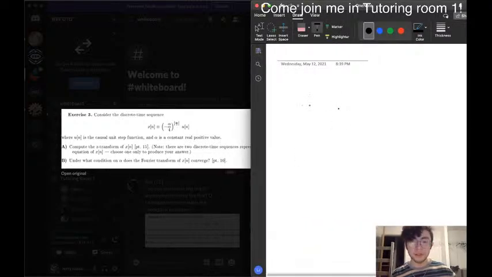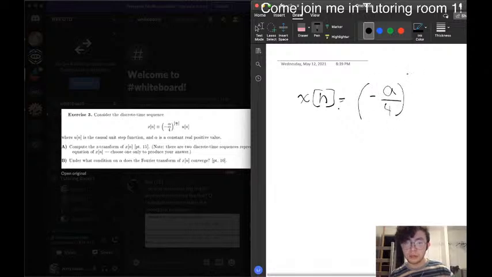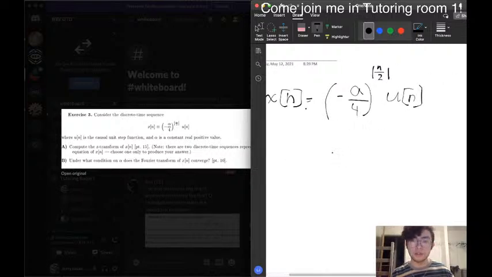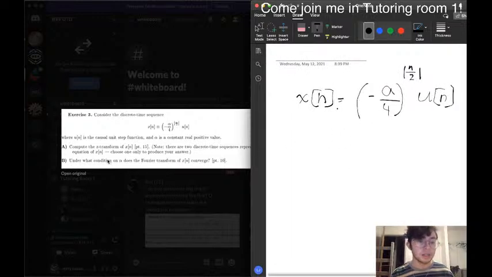Alright, so we have a discrete time signal here. This is x[n] is equal to negative alpha over 4 to the n over 2 times u[n]. Oh wait, that's a 2. And what we're asked is to compute the Z transform, and under what condition on A does our Fourier transform converge?